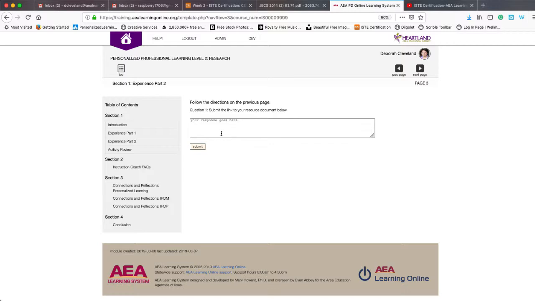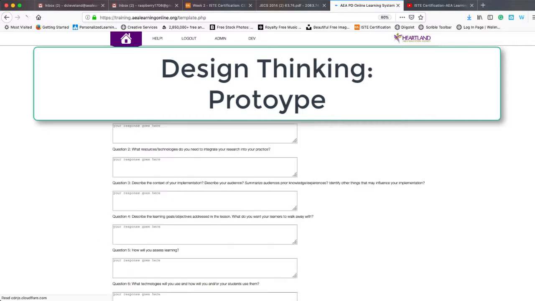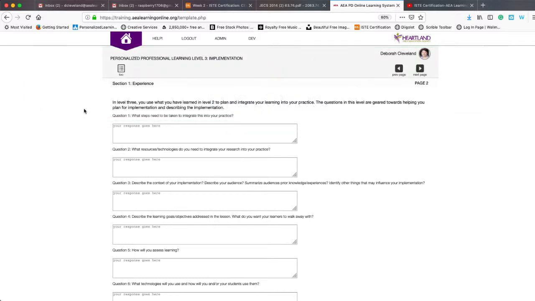In this process, every time they submit something, there is a coach, an instructional coach, or instructor who's looking at it and reviewing it to see, are there any questions that I could ask them that might further their thinking? In this third module, we're looking at implementation, which to me gets to the feedback, the implementation and the prototype part of the design thinking process.